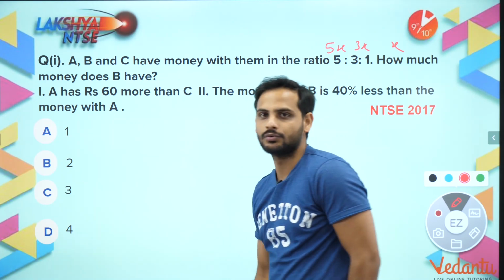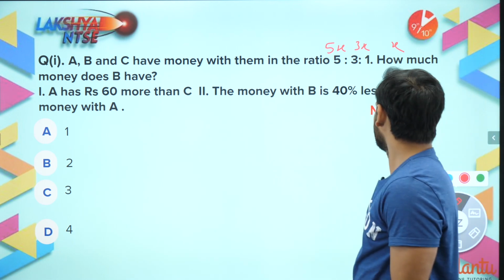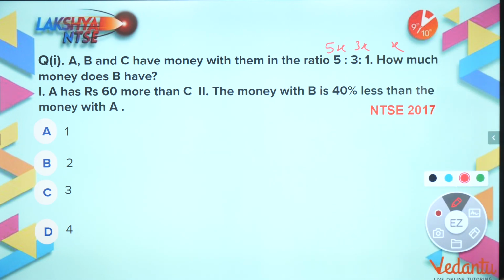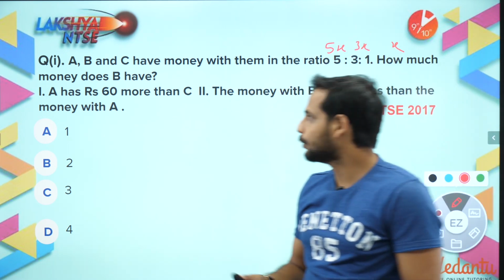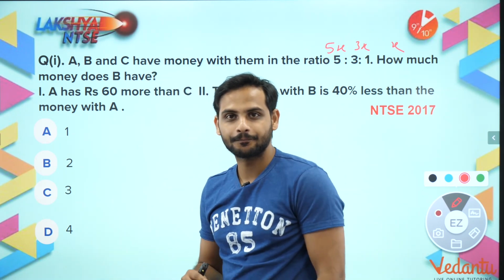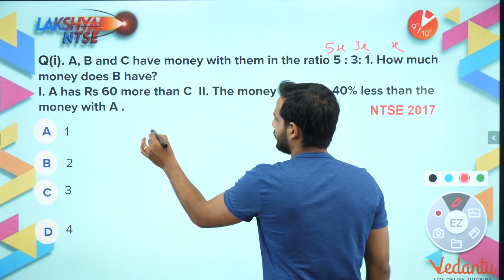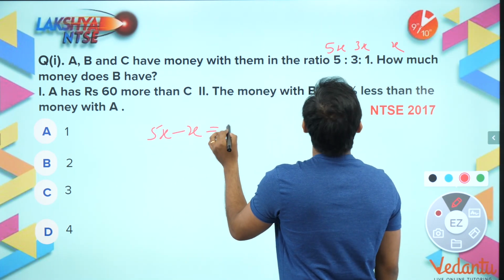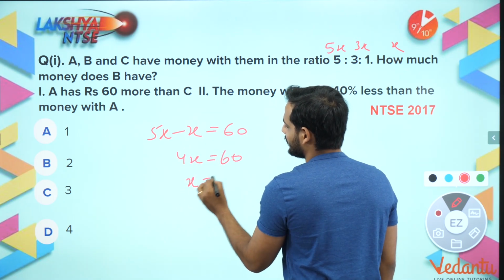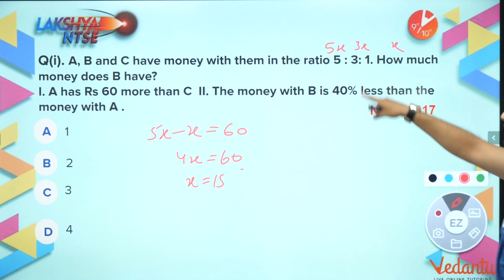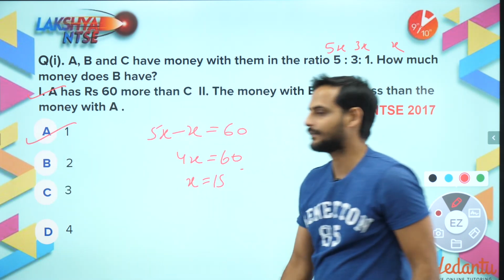Now let's look at statement 2. A has rupees 60 more than C. Okay, so it means that 5x minus x is equal to 60. That means 4x is equal to 60. That means x is equal to 15. So now you can get the money of A, B and C. Yes, no? Put x is equal to 15. So statement 2 alone is sufficient.